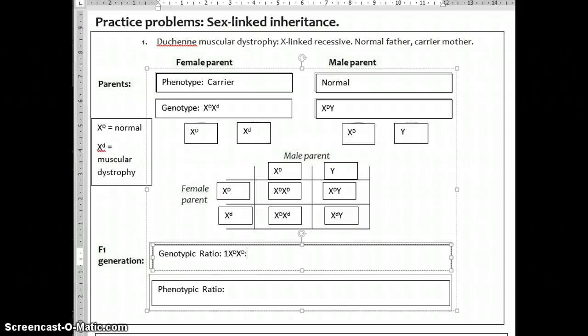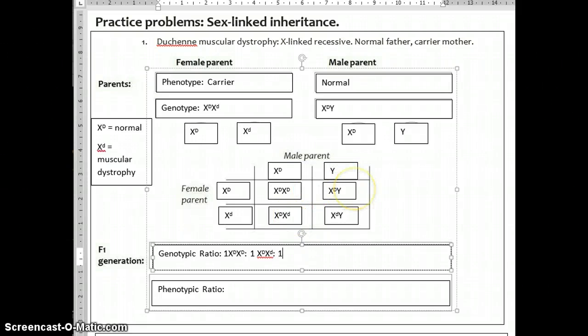Okay, so we have one of those. And next we have one of X capital D, X little d. When we do the genotypic ratio, typically we'll do the female offspring first, and then we'll list the male offspring. So we have one of the X capital D, one of the X capital D, X little d, and now we'll move over here.